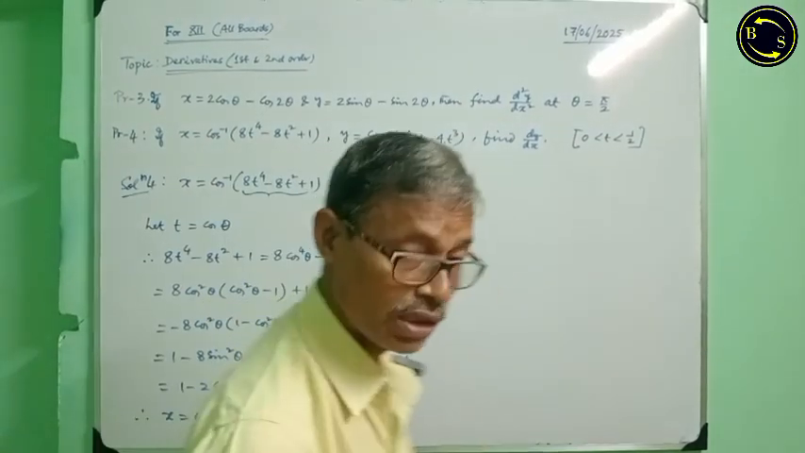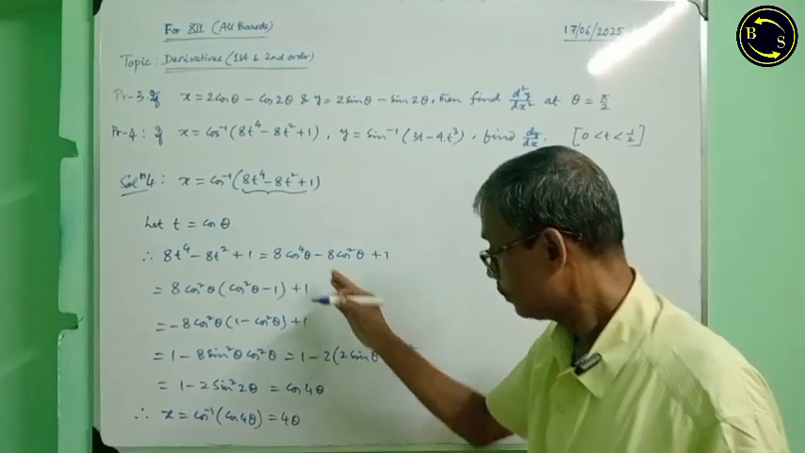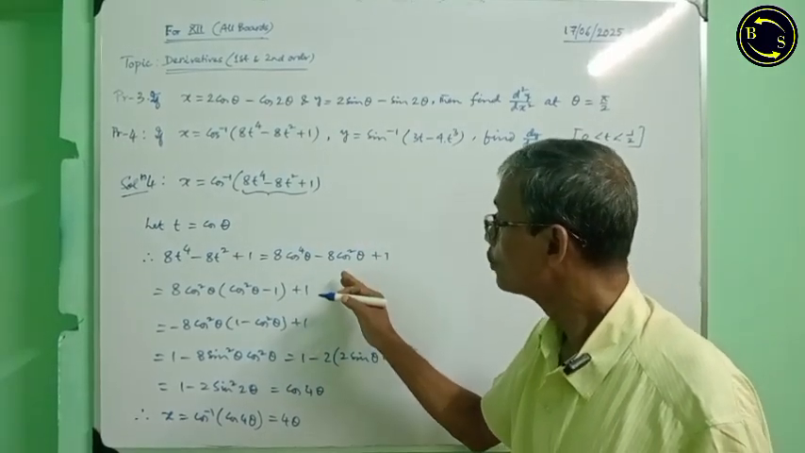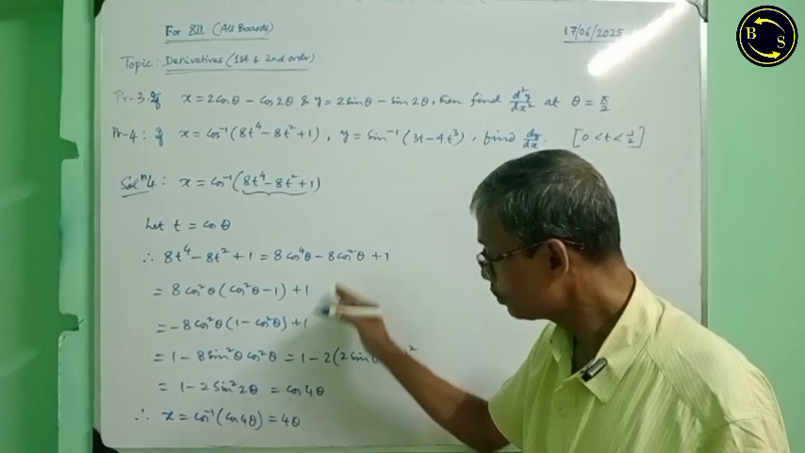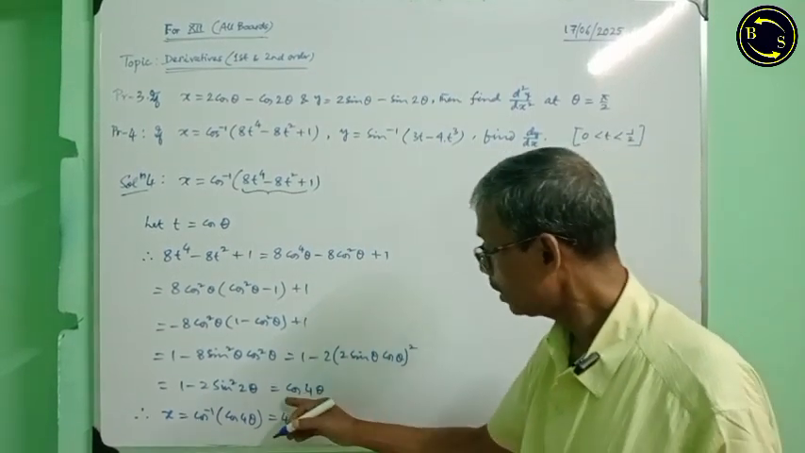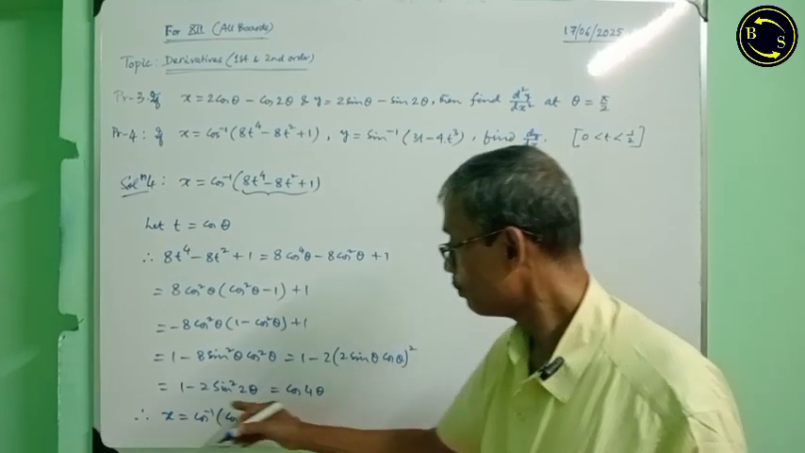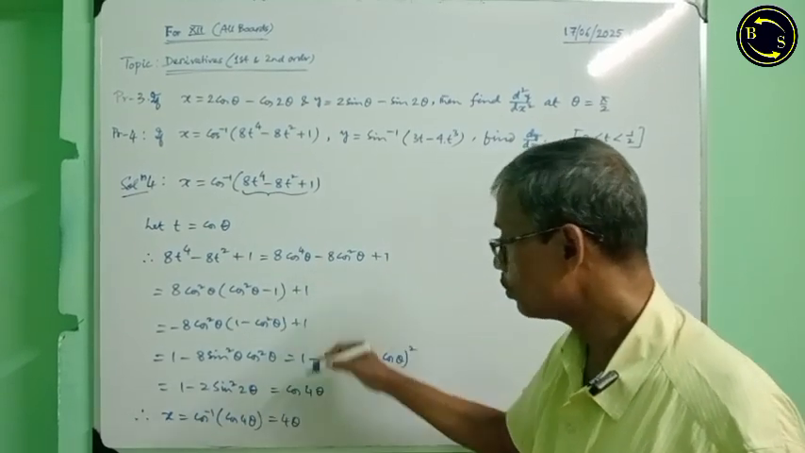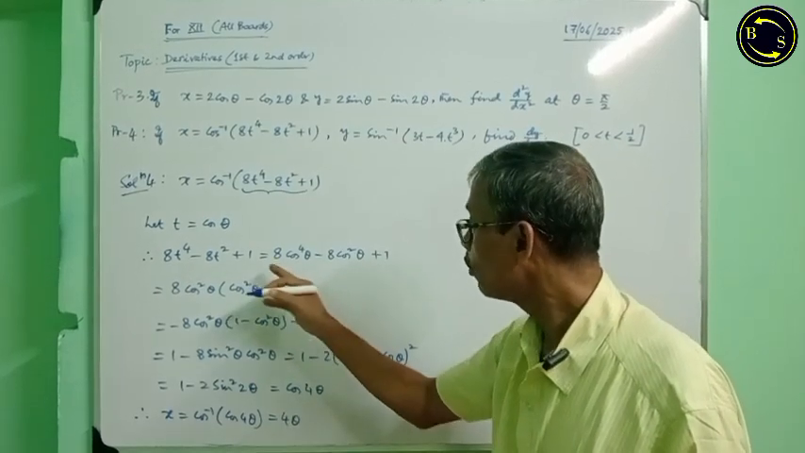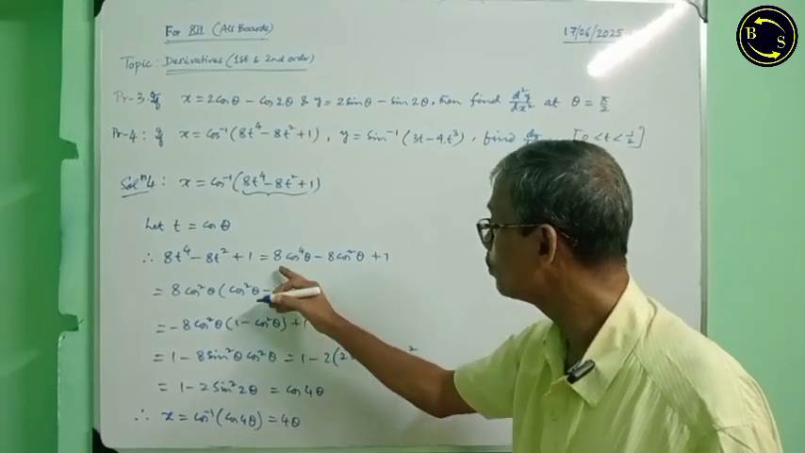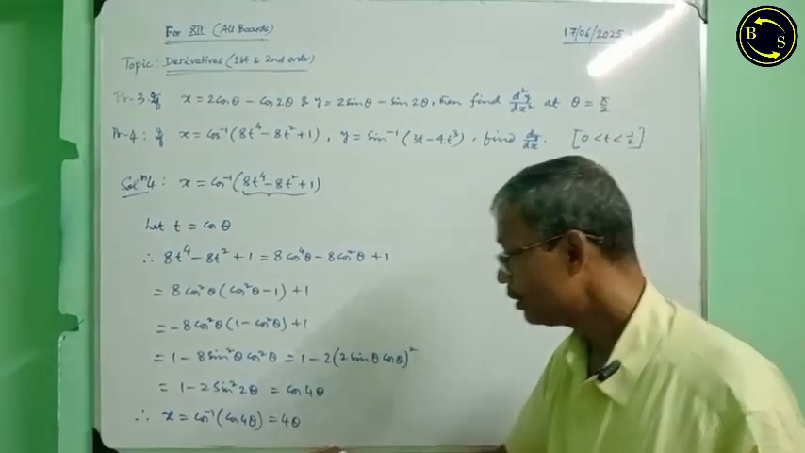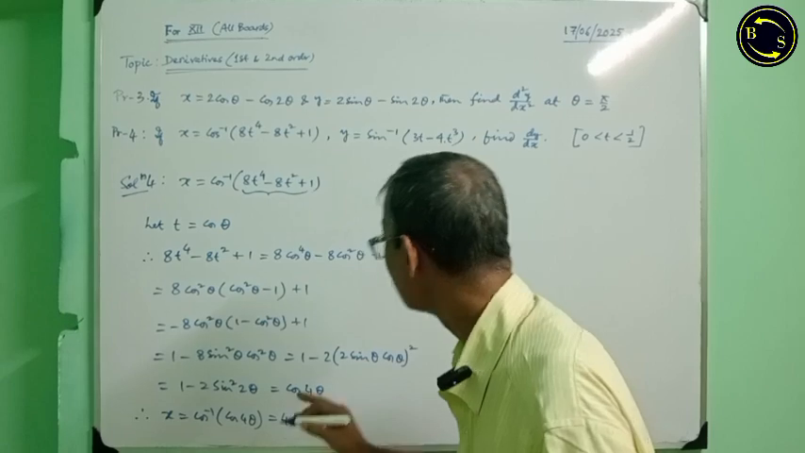This is a very good thing. Students are to deduce this one. Actually, cos 4 theta has this form. If we deduce in the reverse order, then after expressing in cos form, we get cos 4 theta equal to this one. I have deduced here. Therefore, we have got x equal to 4 theta.